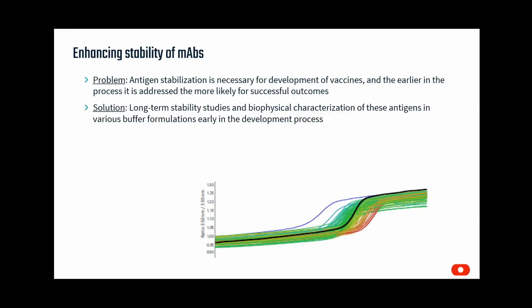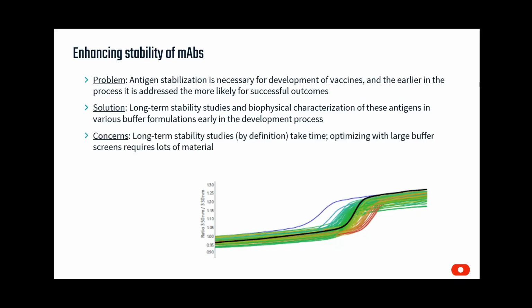TwoBind has a screen of FDA-approved buffers for biologics development and wanted to know how these buffers affect the long-term stability of the engineered HIV envelope protein. To do this, they wanted to do long-term stability studies. However, by definition, these studies take time, and time from starting in the lab to final patient development is crucial in developing these vaccines. So they wanted to find something that would save them time in the lab. Additionally, they also had a lot of buffers to screen and didn't want to use too much material for each step along the way.